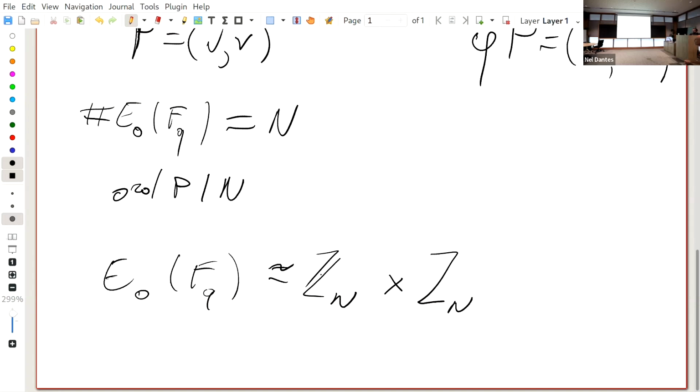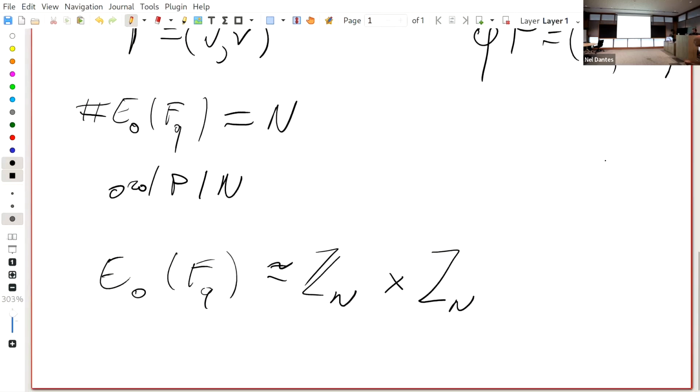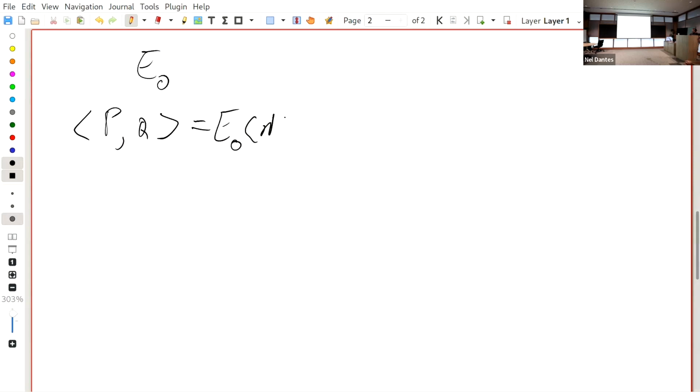And then the most interesting problem, I need a new page. Where is it? There. The most interesting problem will be, let's rephrase things again. I will get E0, I will get P and Q, two generators of the subgroup of order N for my elliptic curve.